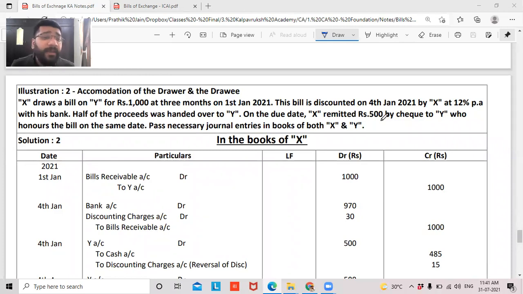The question says that X draws a bill on Y for 1000 rupees at 3 months on 1st Jan 2021. This bill is discounted on 4th Jan 2021 by X at 12% per annum with his bank. Half of the proceeds, half of the amount that was discounted, was handed over to Y. On the due date, X remitted rupees 500 by cheque to Y, who honors the bill on the same date. Pass necessary journal entries in the books of X and Y. Now let's understand this.